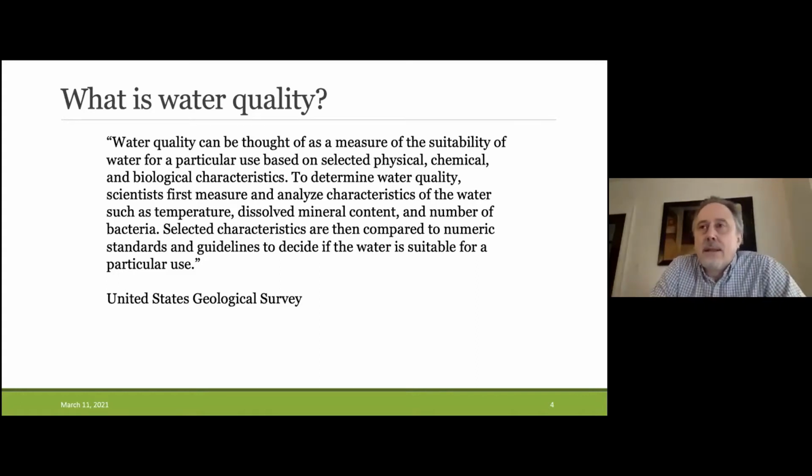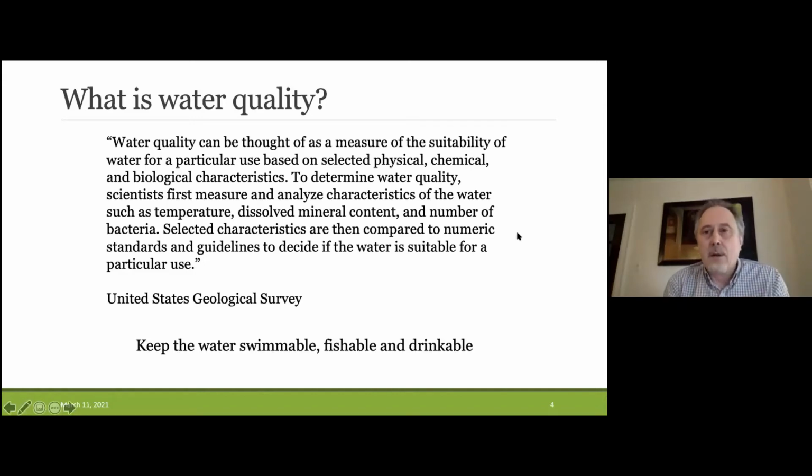So it's not as simple as saying, well, what is going to be the water level in Lake Huron next year, given some hydrological predictions. When I try to explain water quality to maybe a more general public, what's often used nowadays is that water quality is an attempt to keep the water swimmable, fishable, and drinkable. So this is more from the human perspective, I would say.